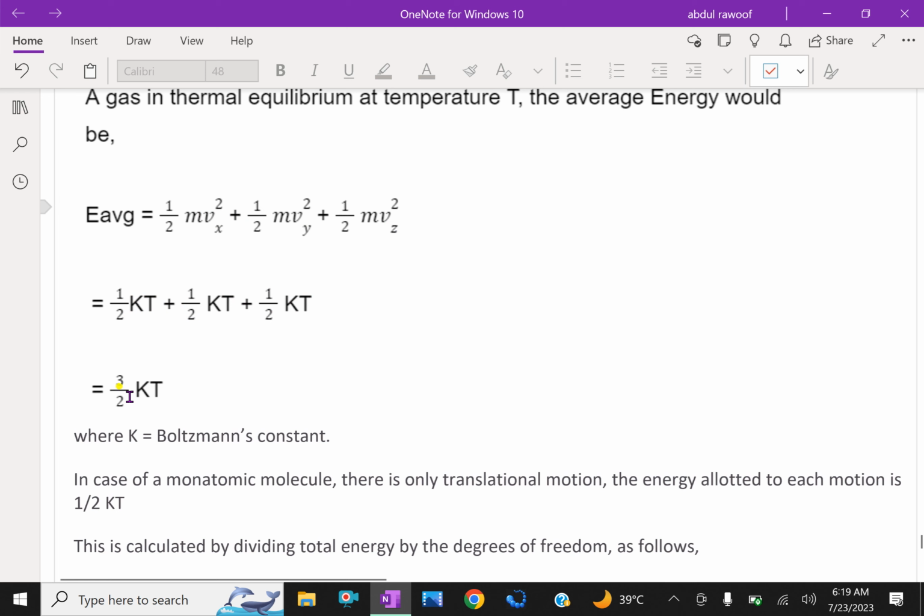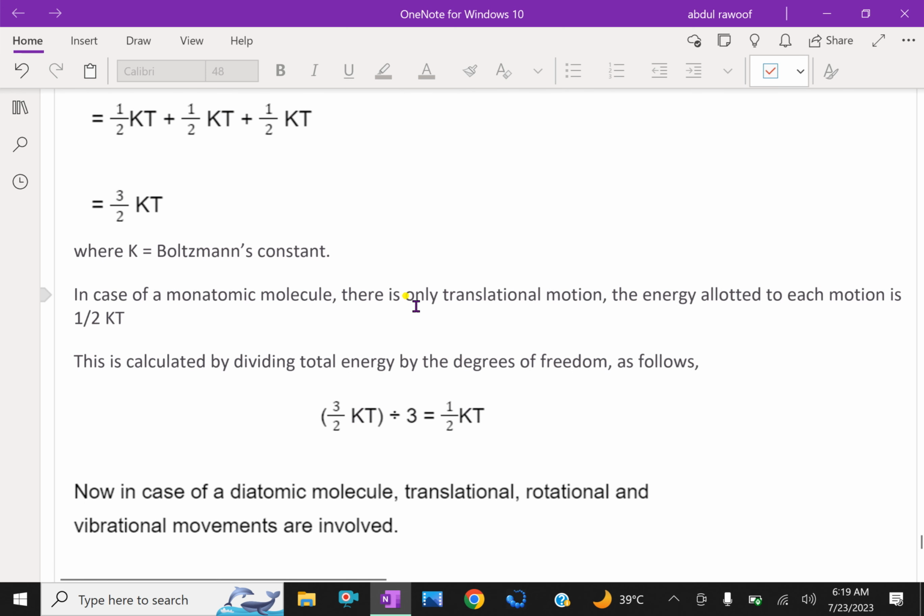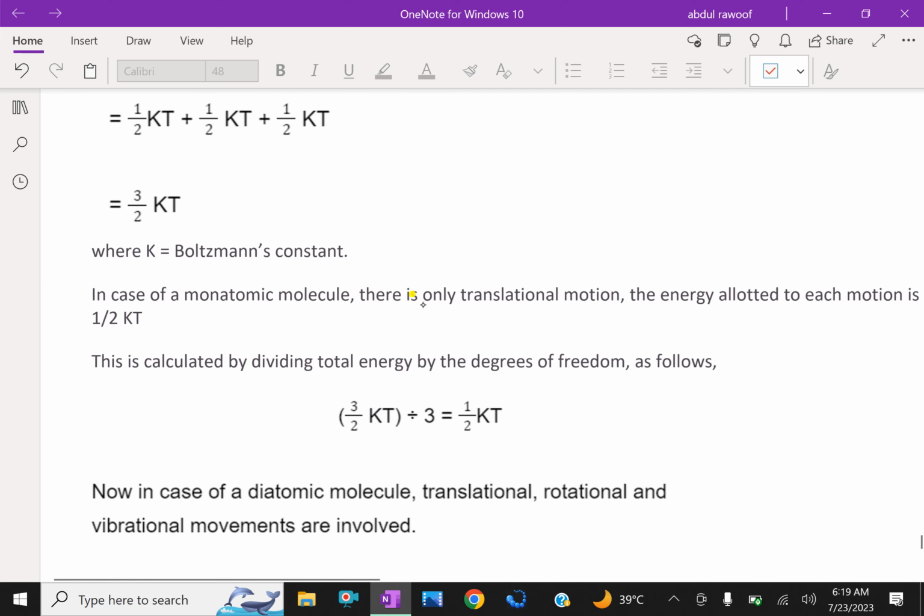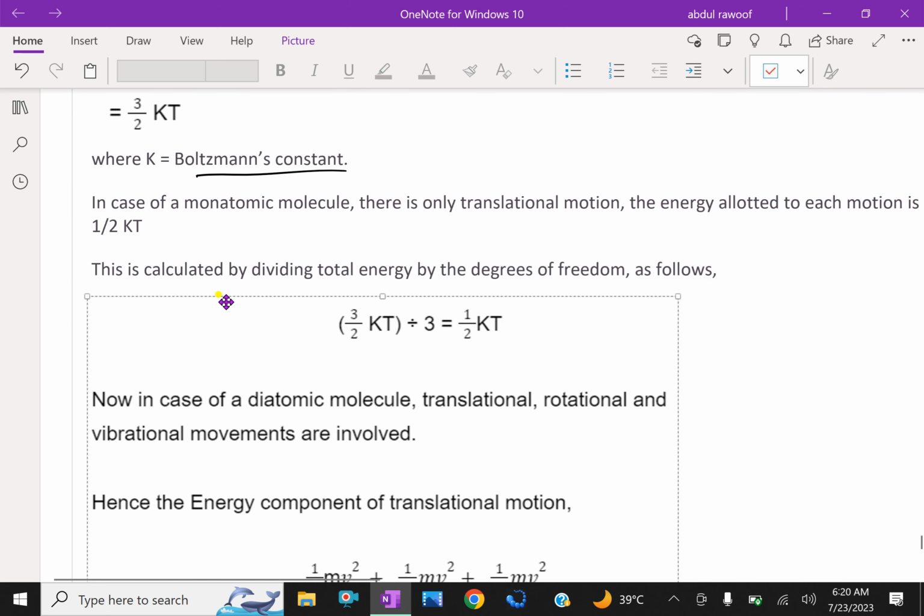Now adding all these terms, it gives 3 by 2 kT, where k is the Boltzmann constant. In case of monoatomic molecules, there is only translational motion. The energy allotted to each motion is half kT. This is calculated by dividing the total energy by the degrees of freedom, that is 3 by 2 kT divided by 3 equals half kT.